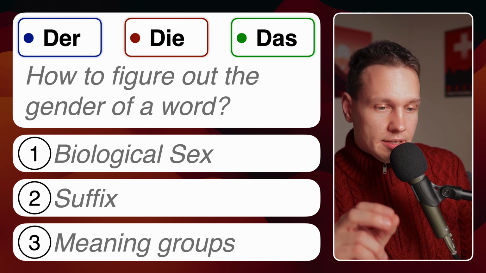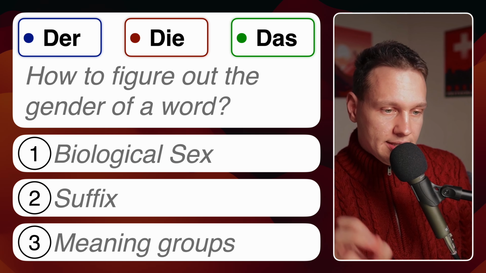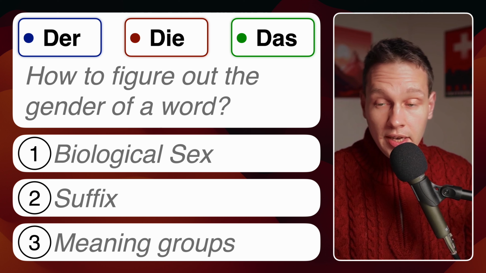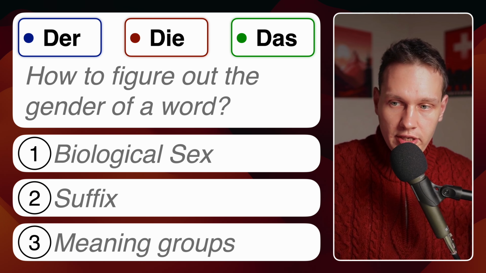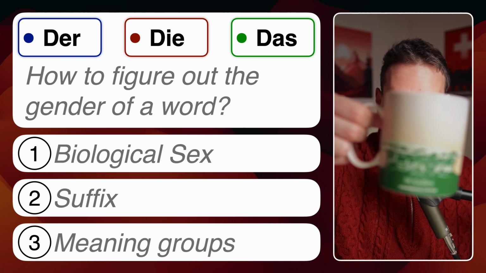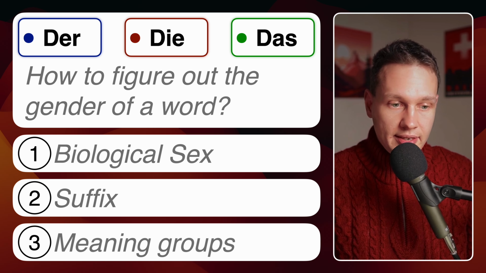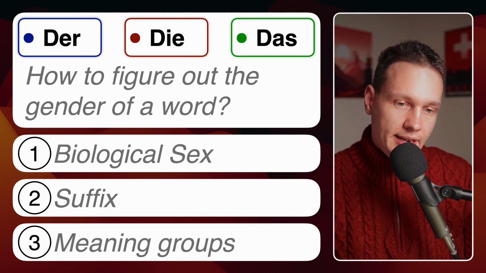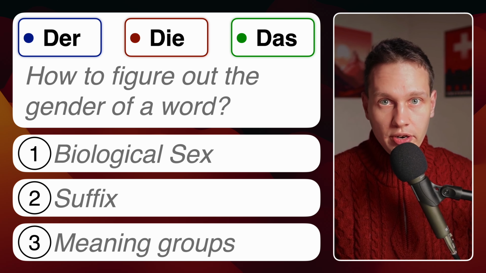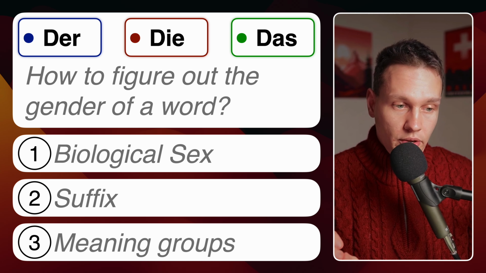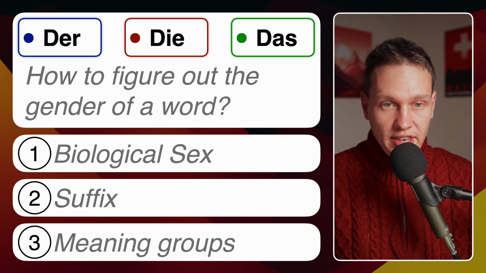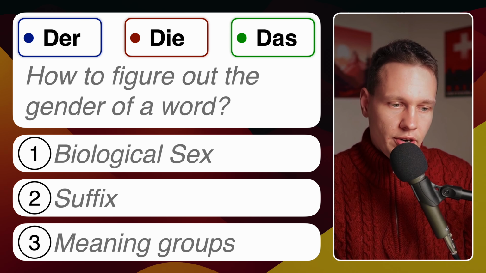Then the biggest, most important thing to do is to look at the suffix, the word ending. So for example, earlier I mentioned die Tasse. And die Tasse, the suffix here is e. And this letter e also gives you a hint that this is probably a feminine word. And so this is what you will use most often to conveniently determine the gender of a word.